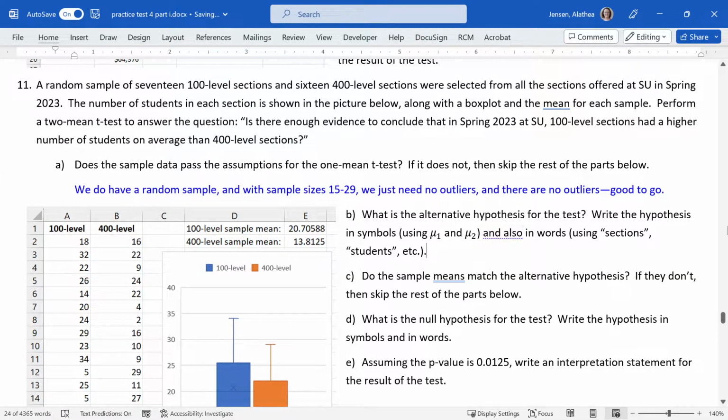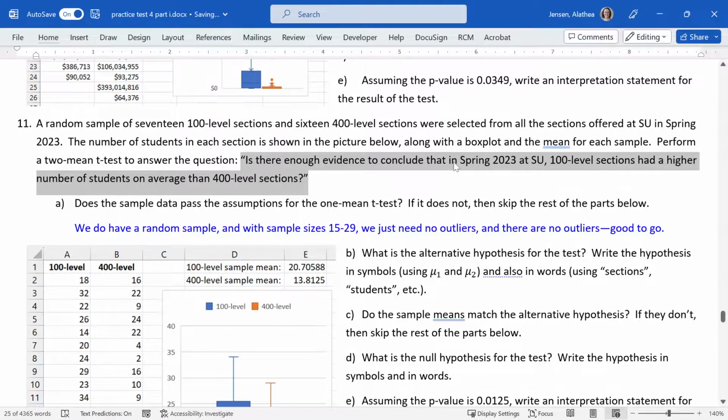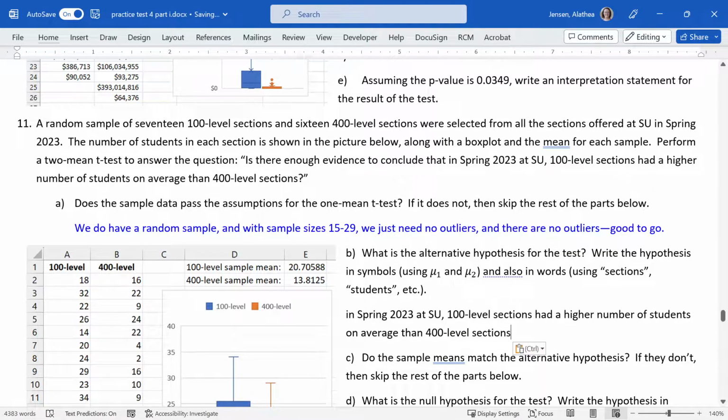So part B, what is the alternative hypothesis for the test? Write the hypothesis in symbols using mu1 and mu2, and also in words using words like section, students, etc. Okay, so I'm just looking at the question again up here. Is there enough evidence to conclude that? And then whatever comes after that is the question. So in spring 2023 at SU, 100 level sections had a higher number of students on average than 400 level sections. That is the alternative hypothesis. Okay, and now I will turn that into some symbols.